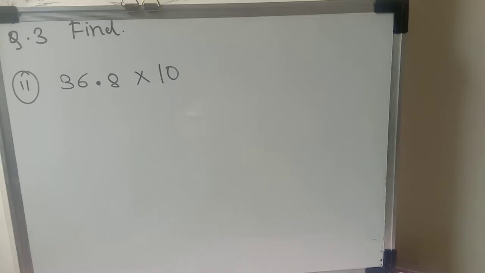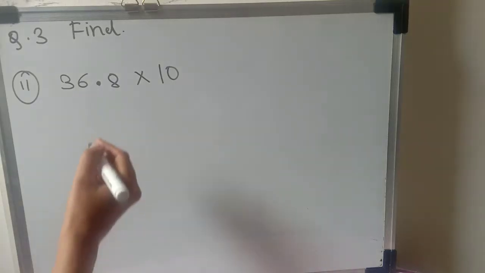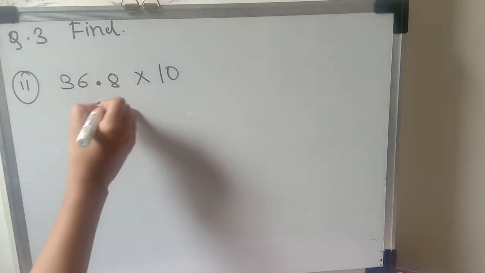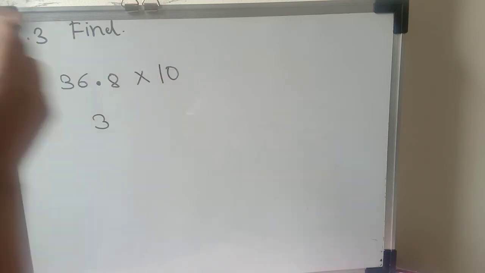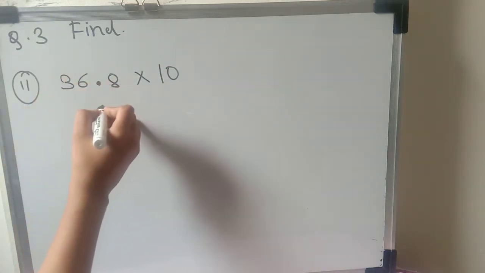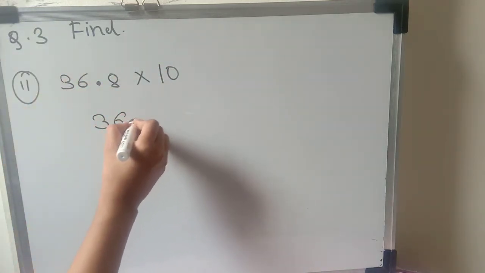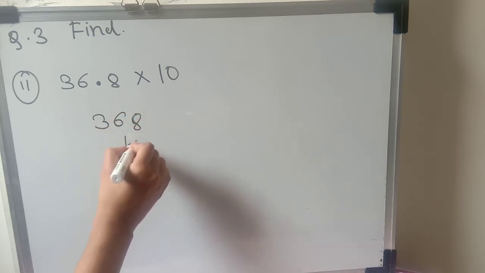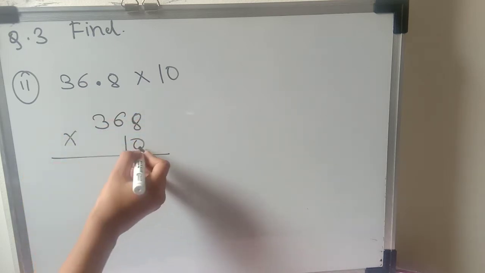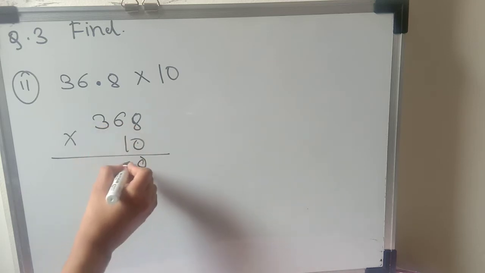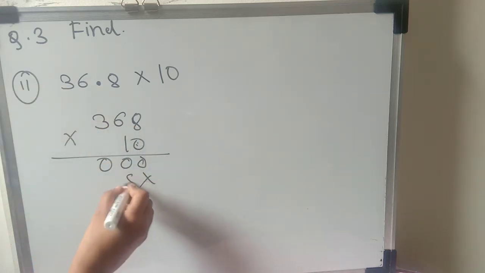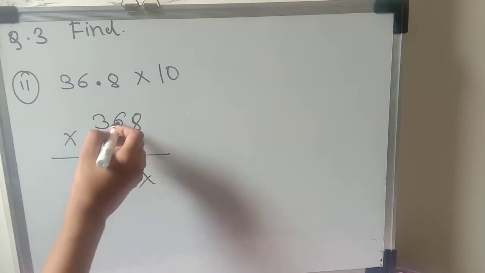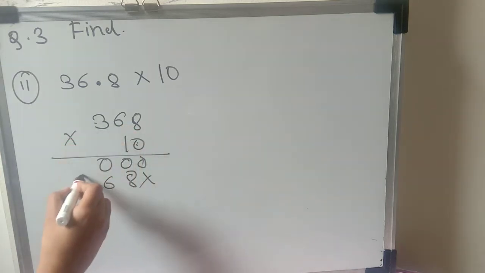Let's see the second. Now the second example is 36.8 multiplied by 10. So here, first multiply the decimal number as a whole number, 368 multiplied by 10. Okay, so here 0 eights are 0, 0 sixes are 0, 0 threes are 0. Okay, so 1 eight is 8. Second number now, 1 six is 6, 1 three is 3.